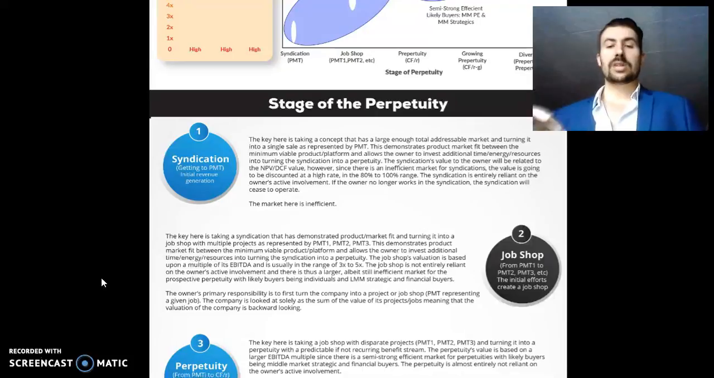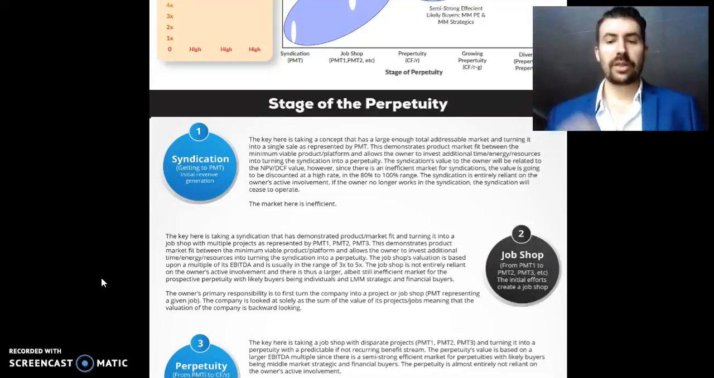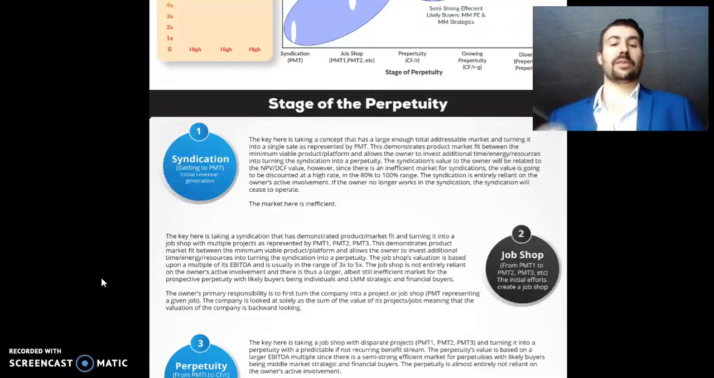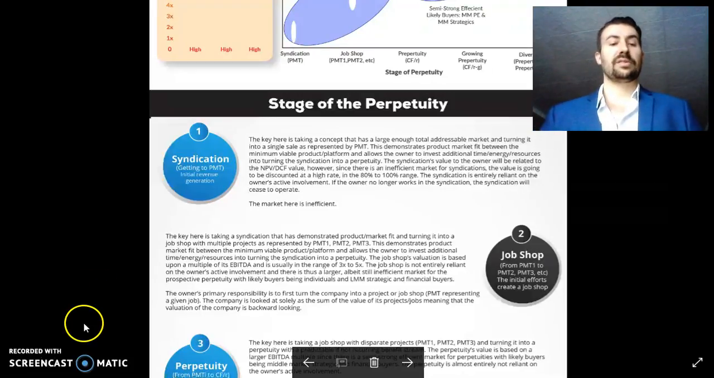So the syndication's value to the owner will be related to the NPV or DCF value. However, since there's an inefficient market for syndications, which we see in this chart, the value is going to be discounted at a very high rate, or an R, 80 to 100%, depending on the potential buyer for the syndication. The syndication is entirely reliant on the owner's active involvement, and if the owner no longer works in the syndication, it ceases to operate. So the market here is inefficient.